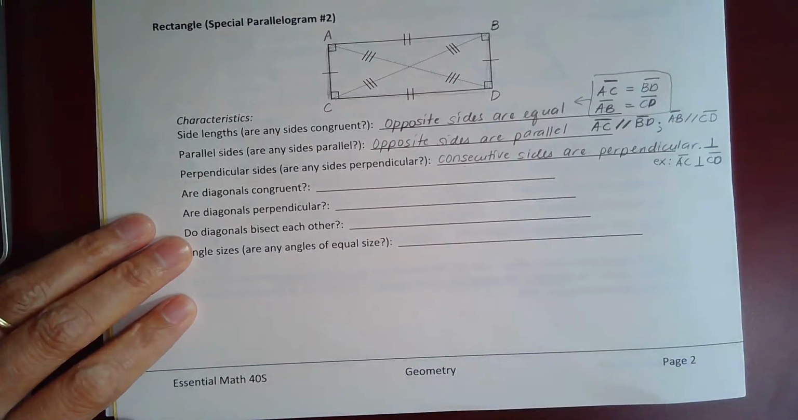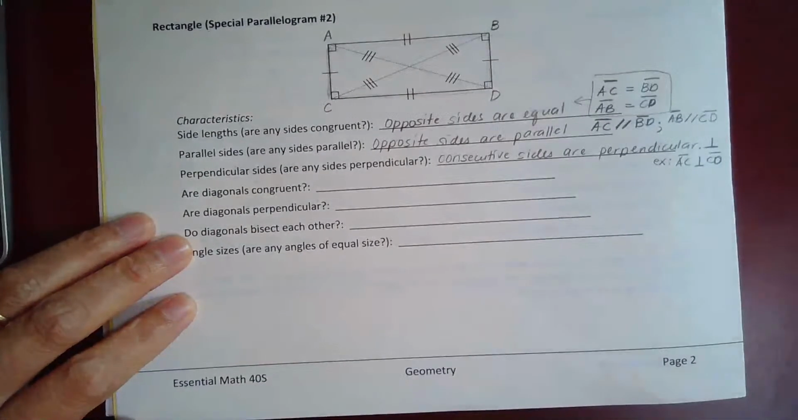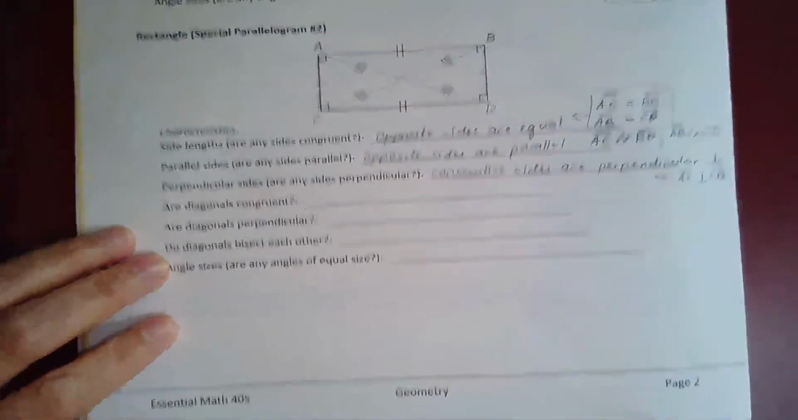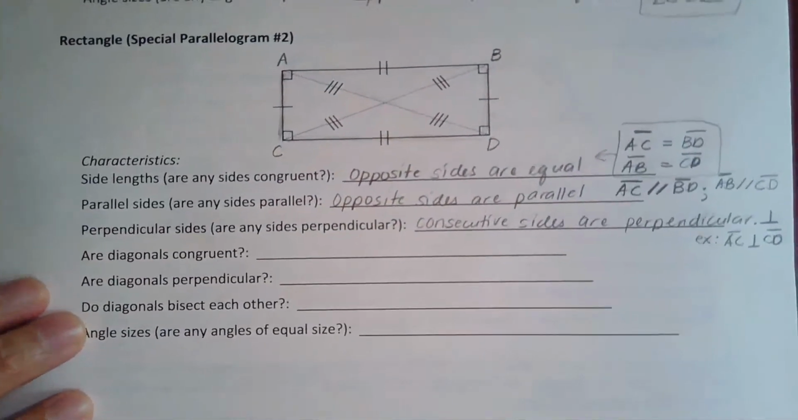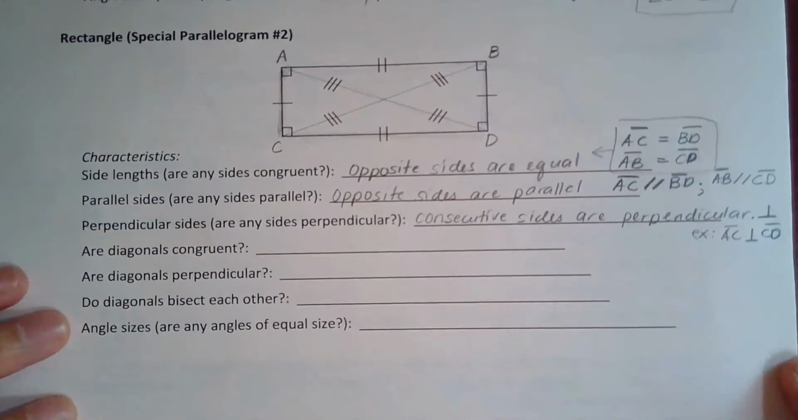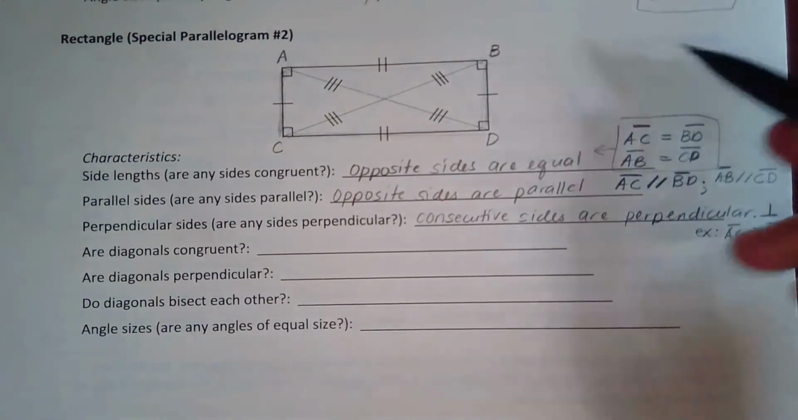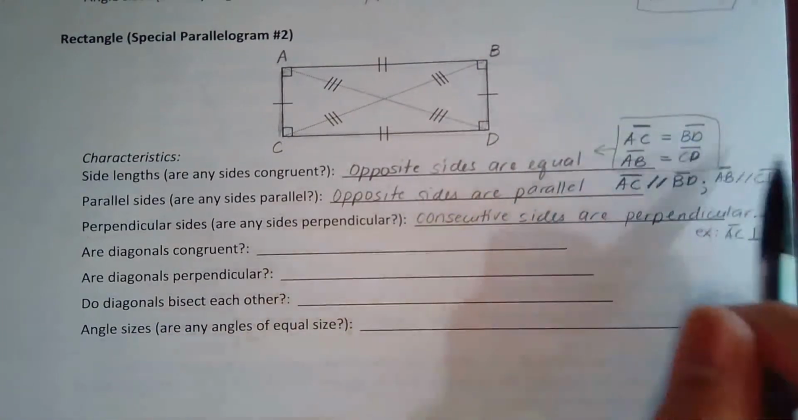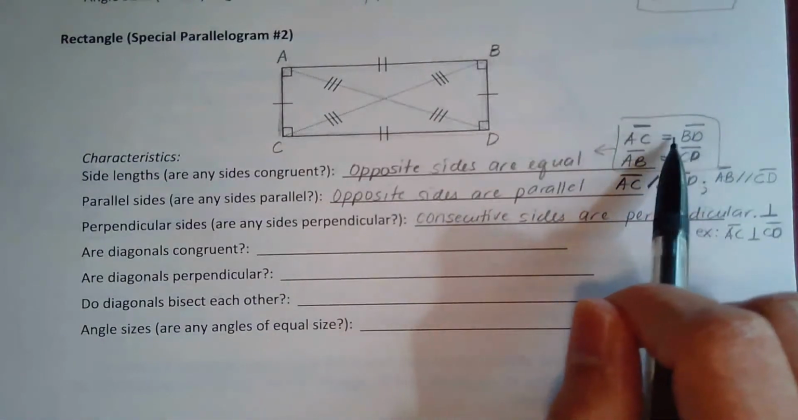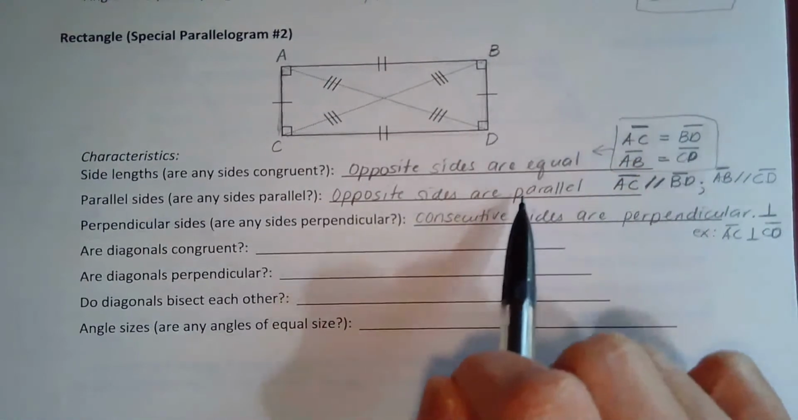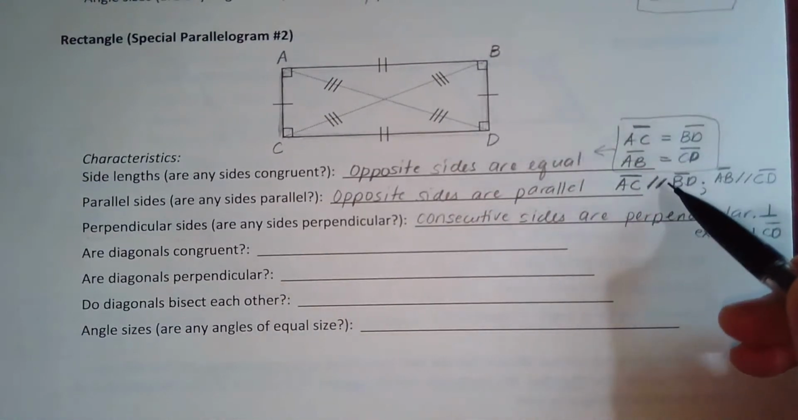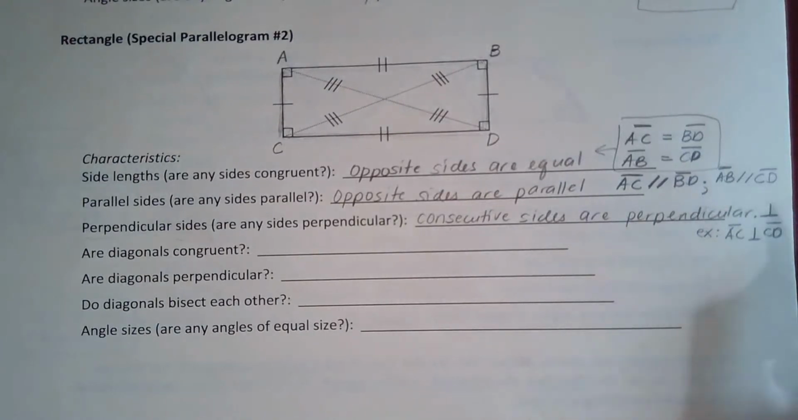Okay, so that's good. So we're learning some ways to write down the words. The opposite sides are equal, so we know what the equal sign looks like. Parallel, we see the parallel symbol right there. And perpendicular, we got that perpendicular symbol. It's like an upside down T.